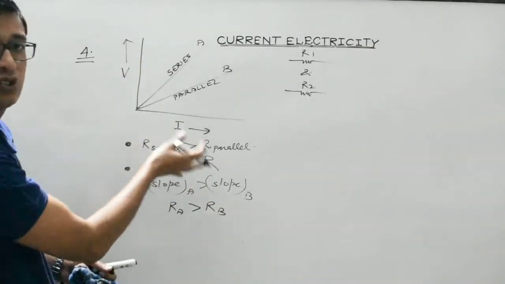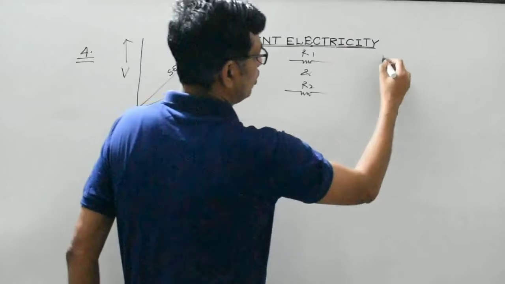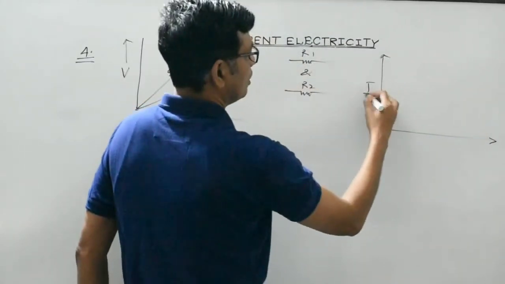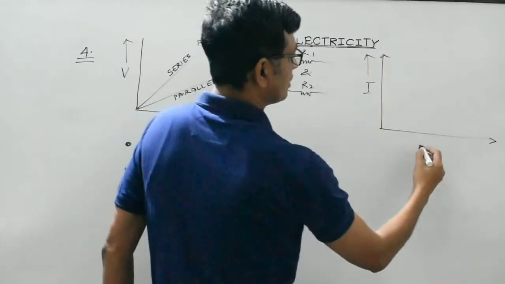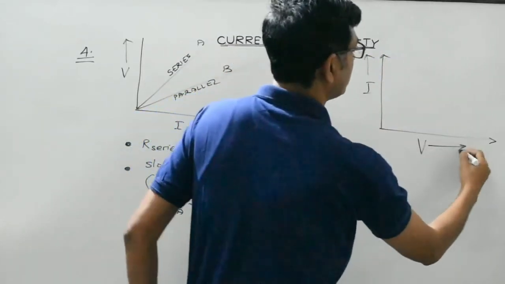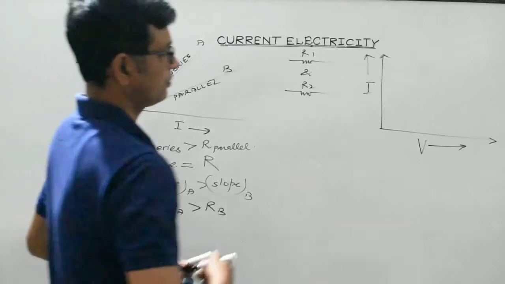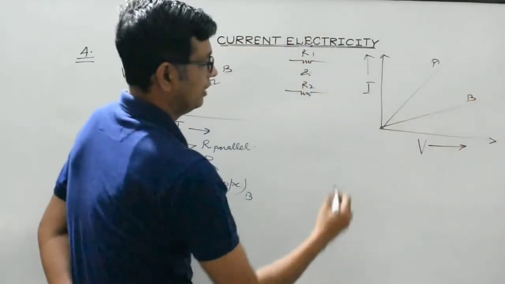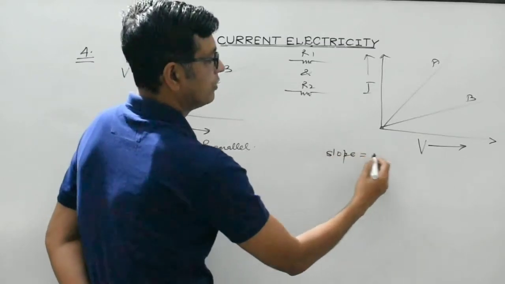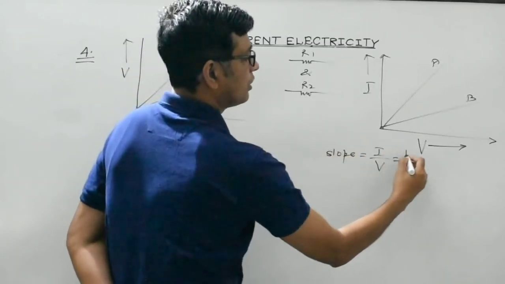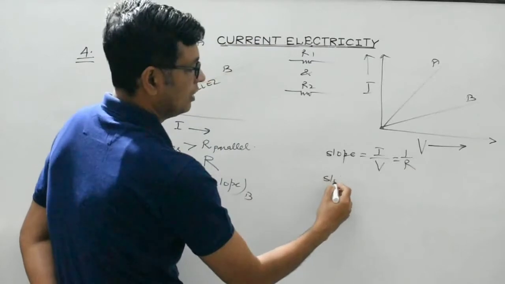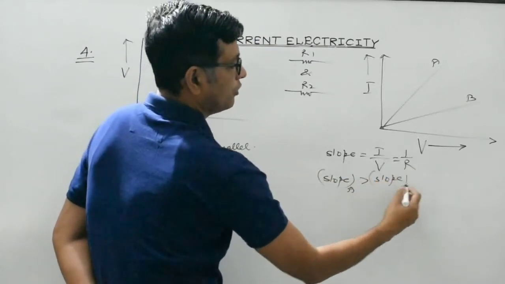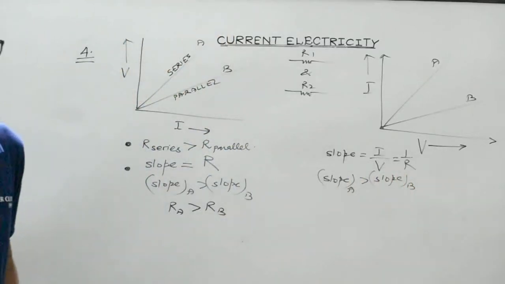And again, let's consider the vice versa case. Let's interchange these two physical quantities. So, what will be the answer if I and V are interchanged? Suppose current is represented by the y-axis and potential difference is represented along the x-axis. This is A and this is B. Here, slope will give us I by V, which is equal to the reciprocal of resistance. So, slope of A is greater than slope of B. No doubt regarding this, right?